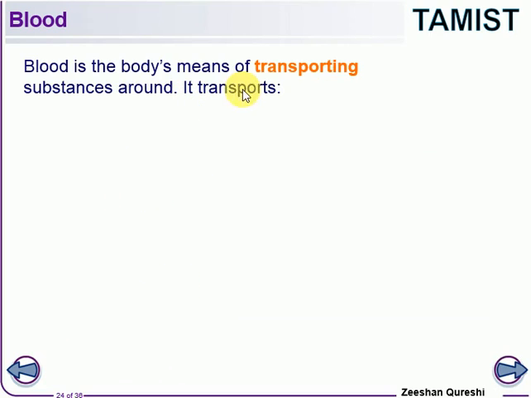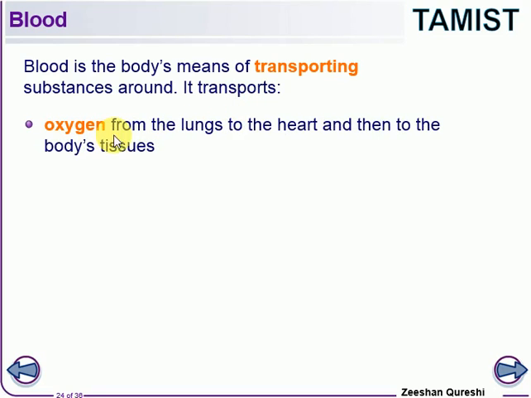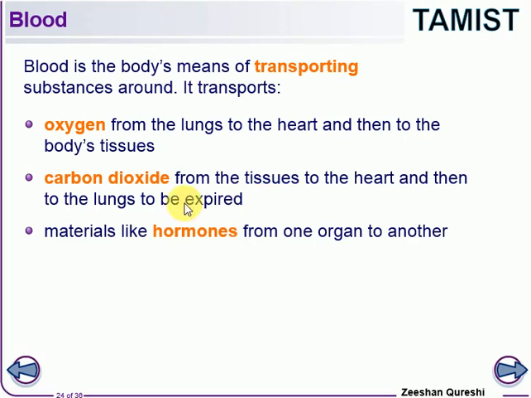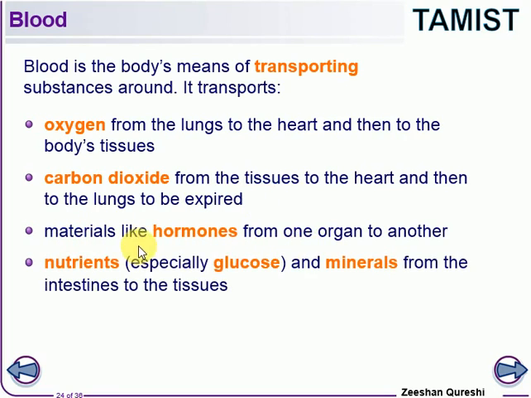Blood is the body's means of transporting substances around. It transports oxygen from the lungs to the heart and then to the body tissues, and carbon dioxide from the tissues to the heart and then to the lungs to be expired. It transports materials like hormones from one organ to another. It transports nutrients, especially glucose and minerals, from the intestine to the tissues. It also transports waste products to the kidneys.